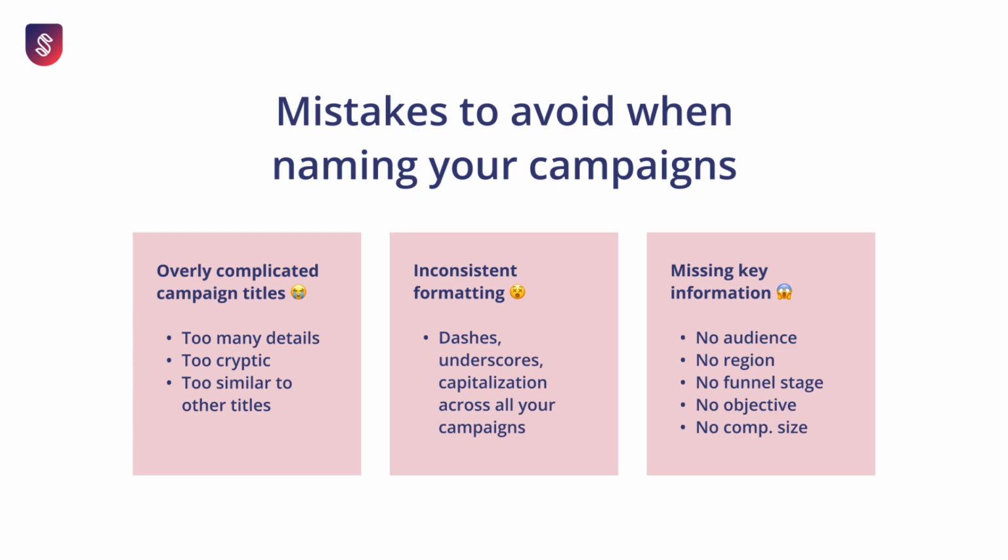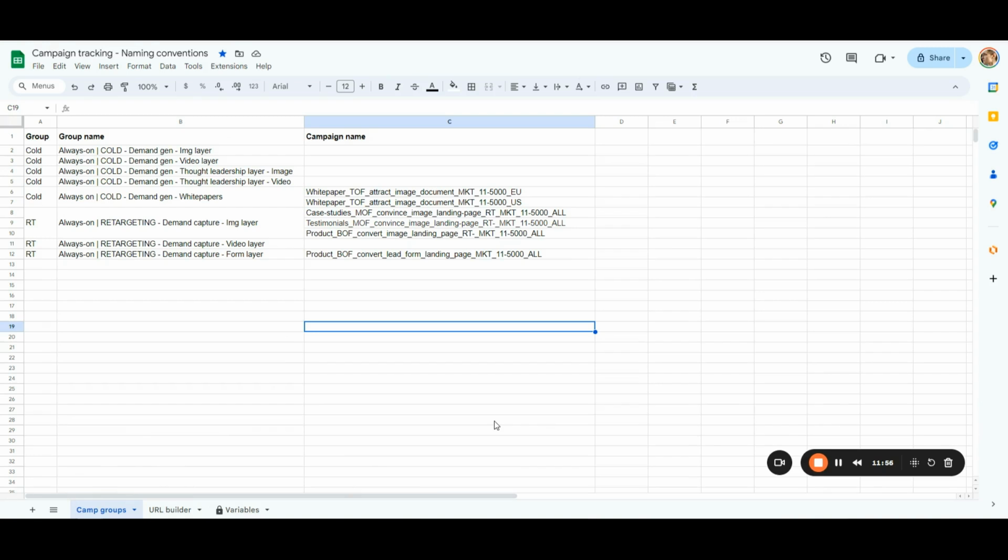Alright, now let's look at the spreadsheet that I use for naming my LinkedIn campaigns. I will link this document at the bottom of the video so you can access it easily. As you can see, I have 3 tabs, one for campaign groups, the next one for the URL builder, and the last one for variables.